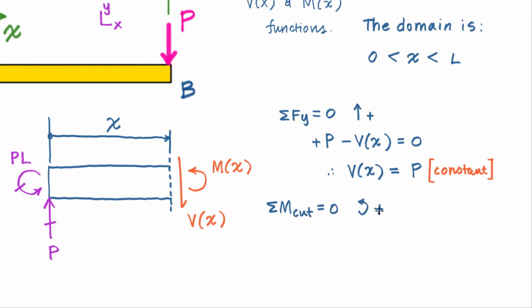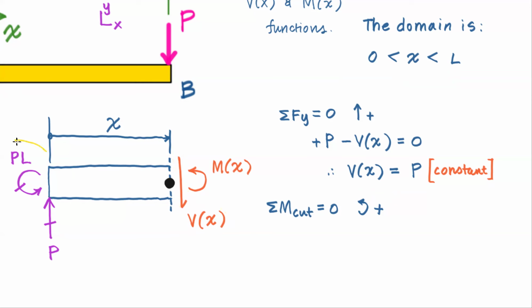Again, why about the cut? Well, mathematically, you could sum moments anywhere, but I'm going to pick the centroidal axis of the cut plane because my shear function is coincident, and so I don't have to worry about any errors on my shear function carrying over to my moment equation. Okay, so we're going to sum moments about the cut.